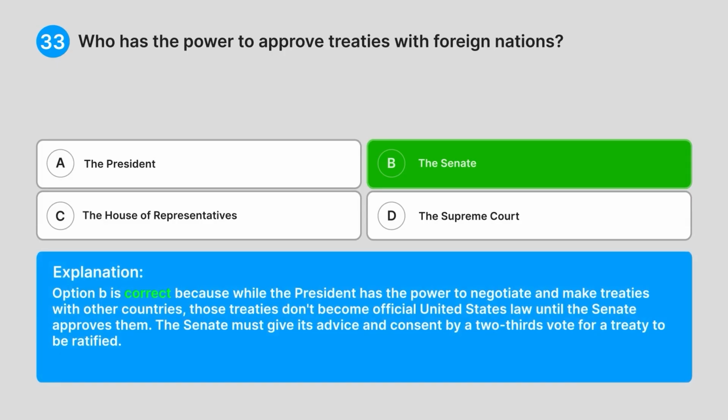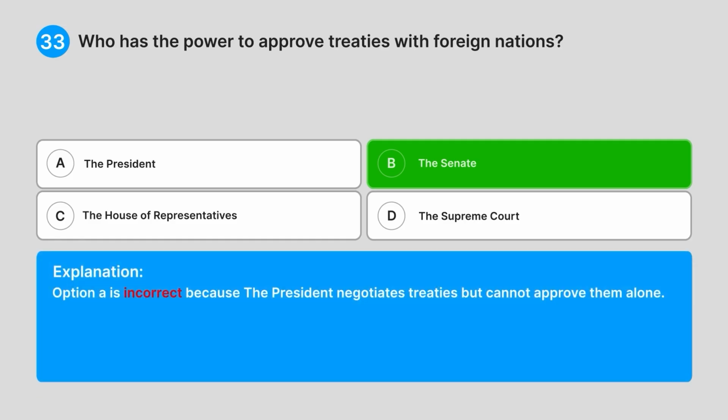Explanation: Option B is correct because while the President has the power to negotiate and make treaties with other countries, those treaties don't become official United States law until the Senate approves them. The Senate must give its advice and consent by a 2/3 vote for a treaty to be ratified.